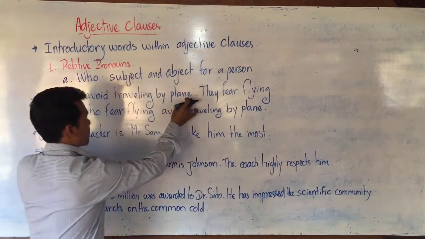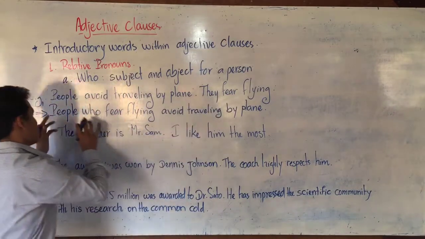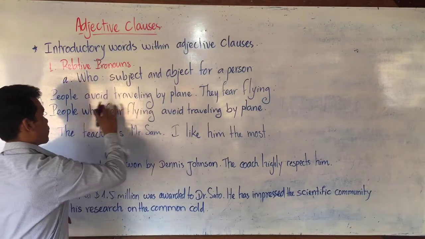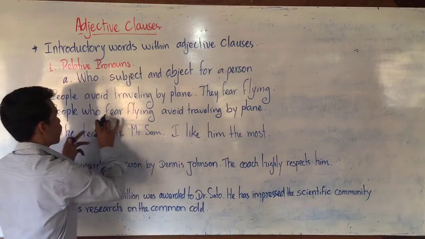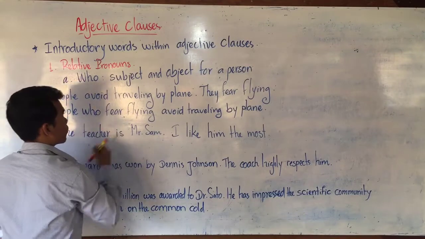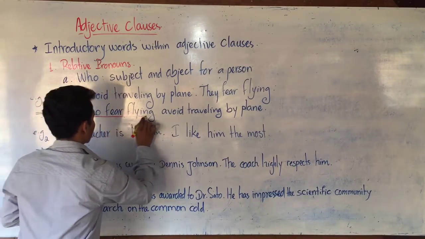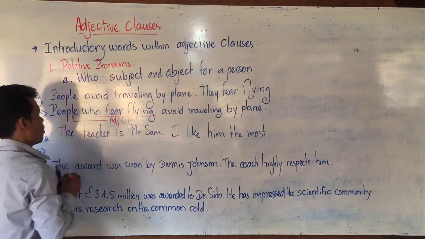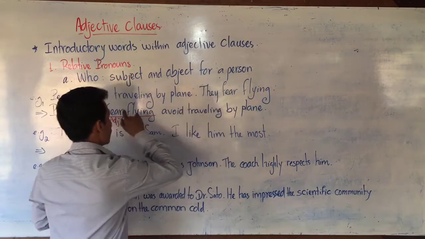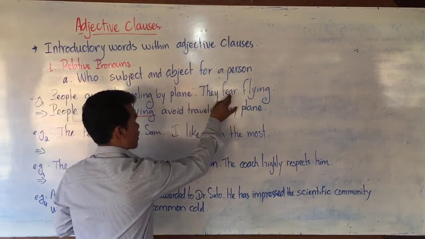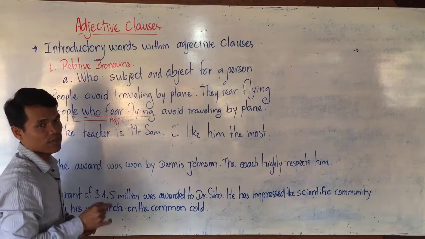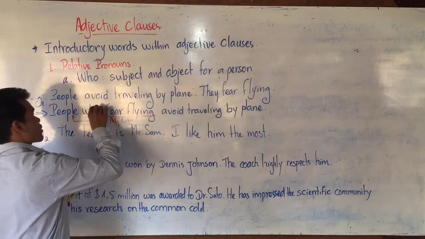The first two simple sentences are combined into one complex sentence. That's why we use who to replace they. People who fear flying avoid traveling by plane. So the adjective clause is from who to flying, and it modifies people. Look at who. Is who the subject or object? Look at the root of the sentence. Who replaces they, so they here functions as a subject. Fear is a verb. That's why who here is also a subject. So who functions as a subject.